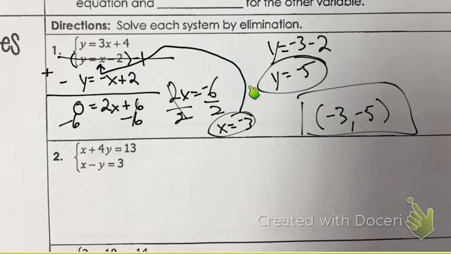Cool. Negative 3 in for x. Negative 3 minus 2 is negative 5. Do you always times it by negative 1? Not always. You can if they're the same coefficient. Or today, I could have multiplied that second one by negative 3, and it would have eliminated the x and left me with a y.